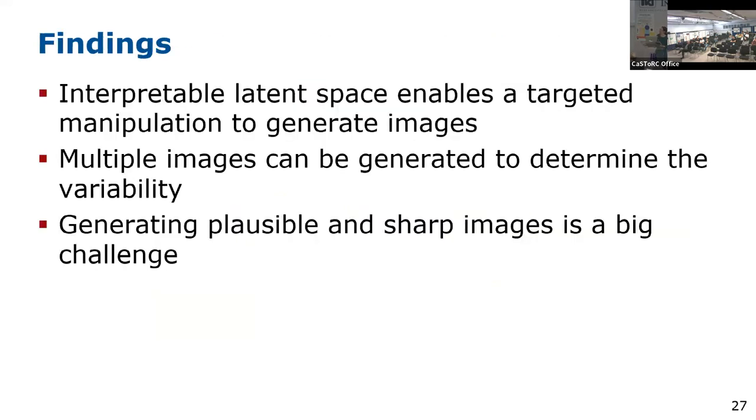Yeah, these are our findings. This is what I already said. We can have a targeted manipulation. We have a stochastic component to get an impression about the uncertainty, but still we are working on generating plausible and sharp images. At the moment, we are switching from generative adversarial networks to diffusion models. But yeah, every time you change to a new method, there are new challenges, but they seem to be more stable than these GAN models.